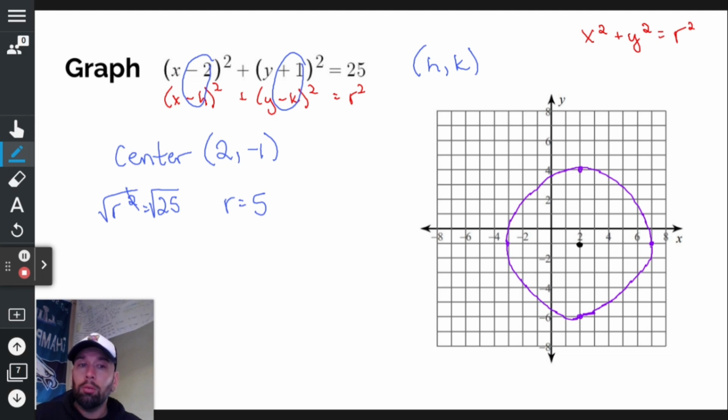But that's a circle. Center is (2, -1). Radius is 5. Spin that radius around, do a better job drawing pictures, and there you have it.